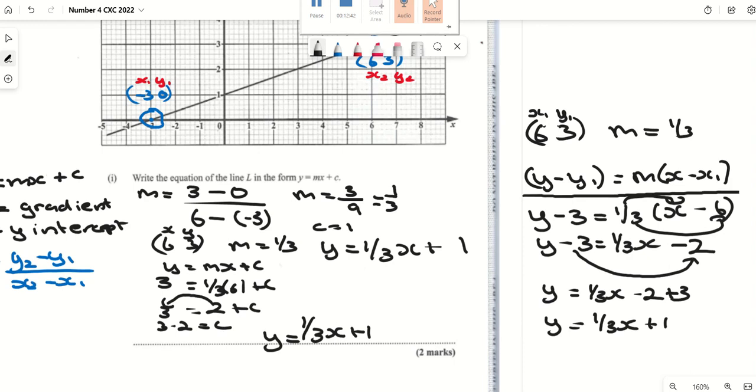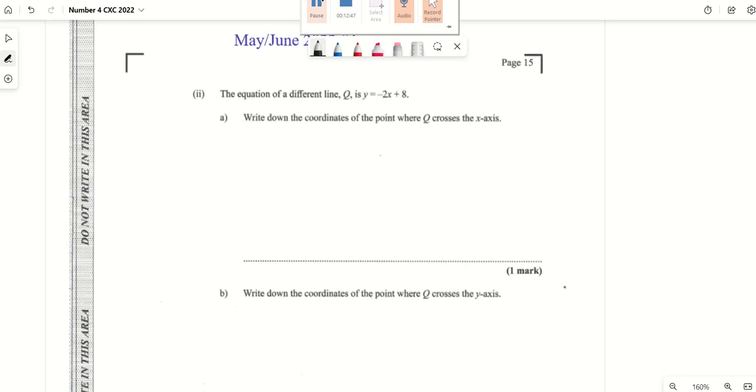Or you can use this method. Whichever method you're comfortable with, you can use that, right? Okay, so now this is part 2 of B in number 4. They give you line Q: y is equal to minus 2x plus 8. Write down the coordinates where Q crosses the x-axis.